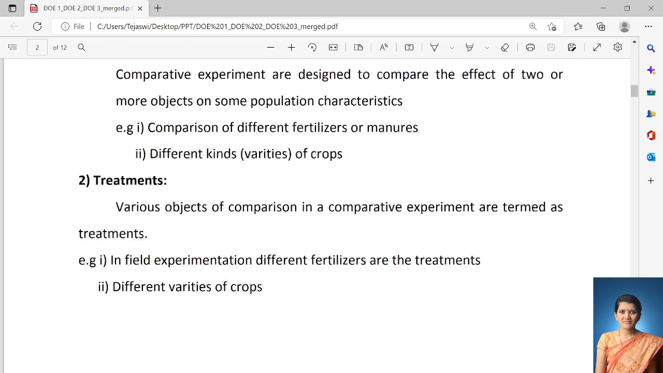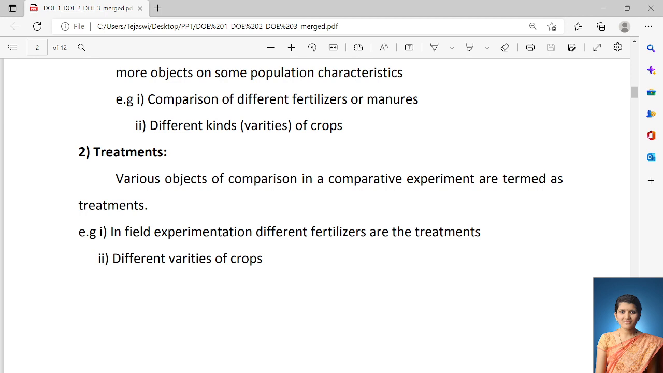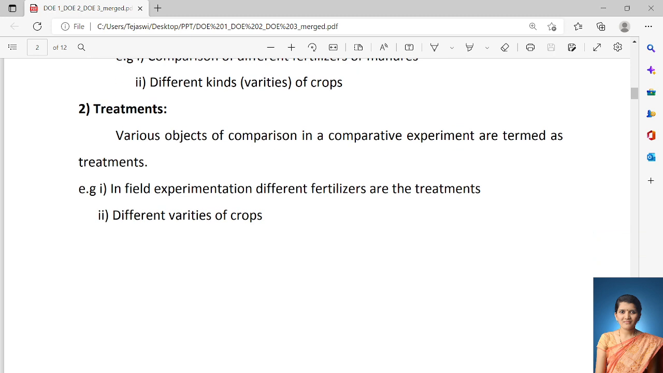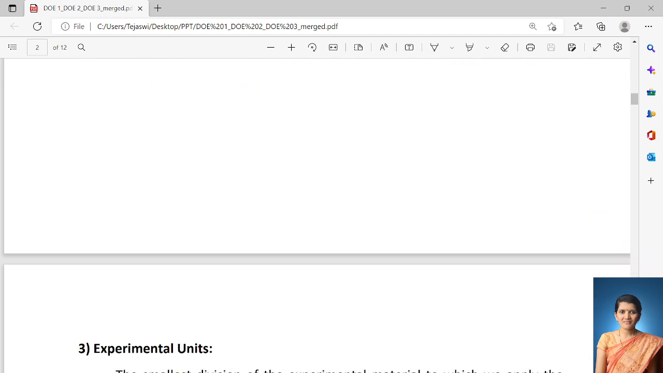The next is treatments. Various objects of comparative experiments are termed as treatments. Treatment means, in a field experiment, different types of fertilizers. This is called a treatment. In hospital we use the drugs on various patients. These different types of drugs are treatments, or different types of crops used for checking which crop is better. So crop is a treatment.